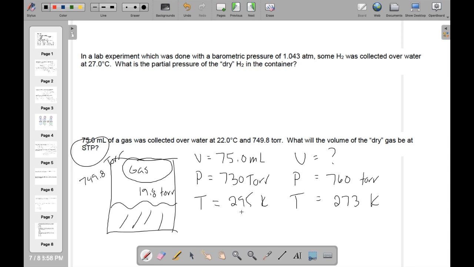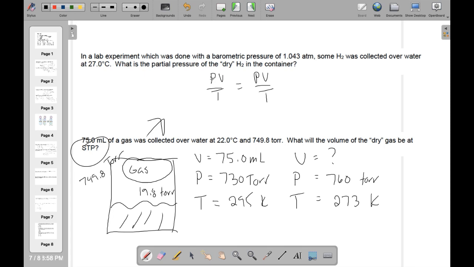So what law do I know? What gas law do I know where if I have pressure, temperature, and volume, and I have a new pressure, temperature, and volume, I can figure this out? And the answer is, I'm just going to write it up here, the combined gas law. Pressure times volume over temperature equals pressure times volume over temperature.